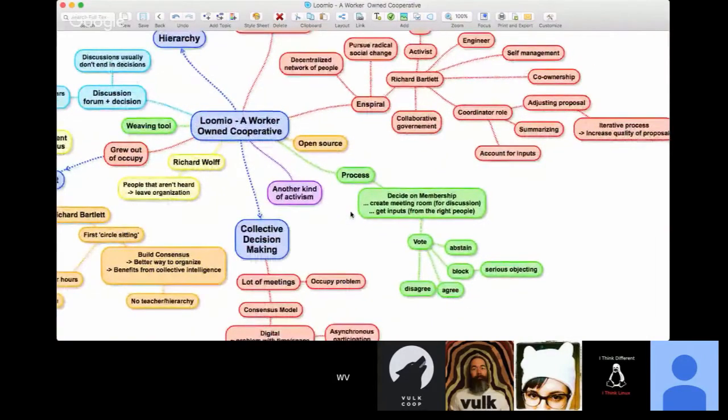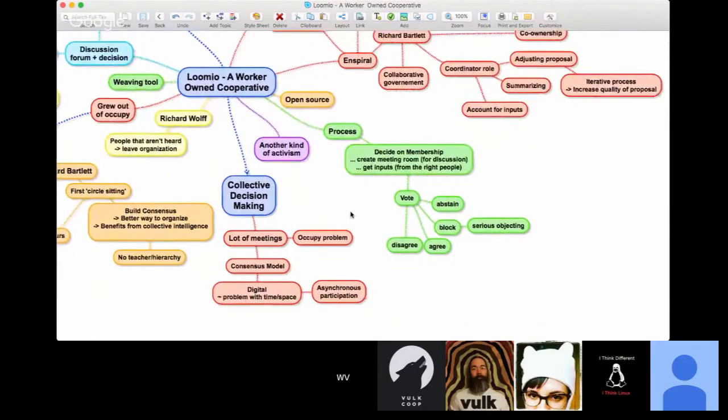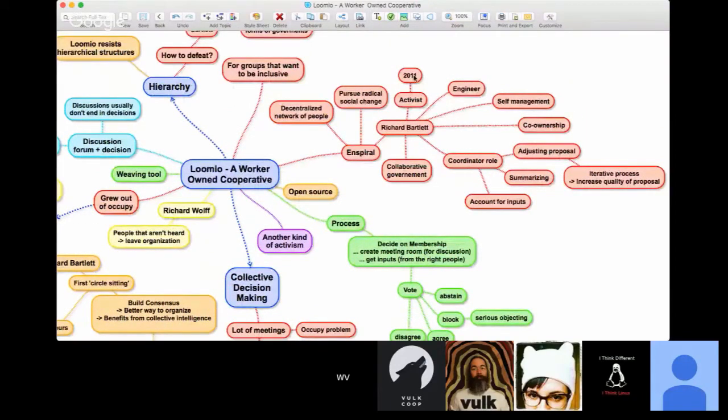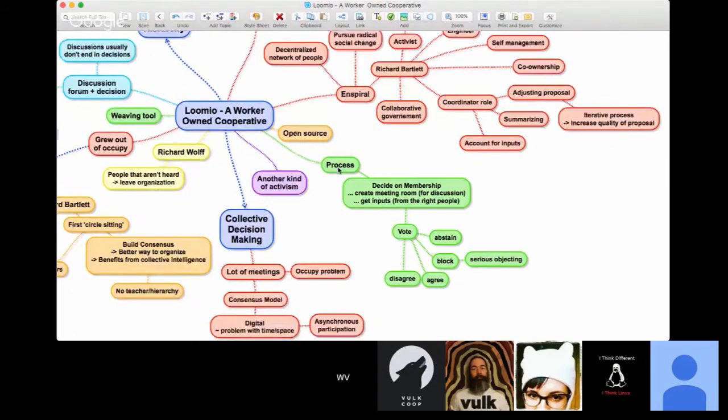Let's talk a little bit about the process. And there was a general description, though, about Lumio. Richard Bartlett called it another kind of activism. He himself was an activist, and it started back in 2011, and he became involved with something within Occupy, and he kind of changed that over into trying to facilitate things like Occupy, and that's where Lumio comes in. And just a general overview of Lumio. There's a process in real life, and Lumio kind of facilitates that process.